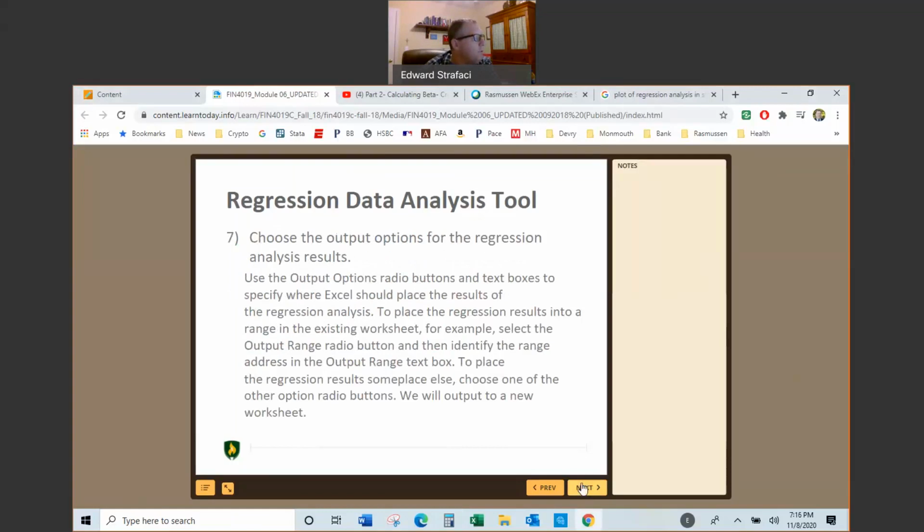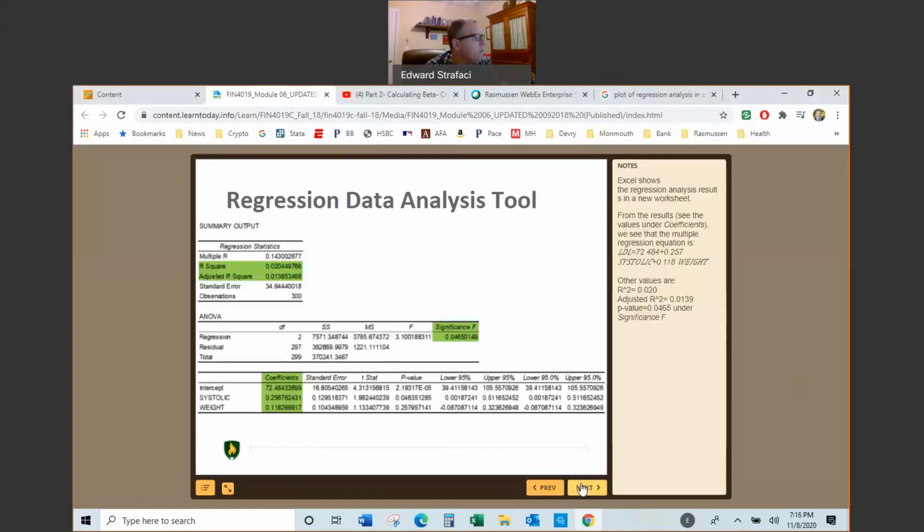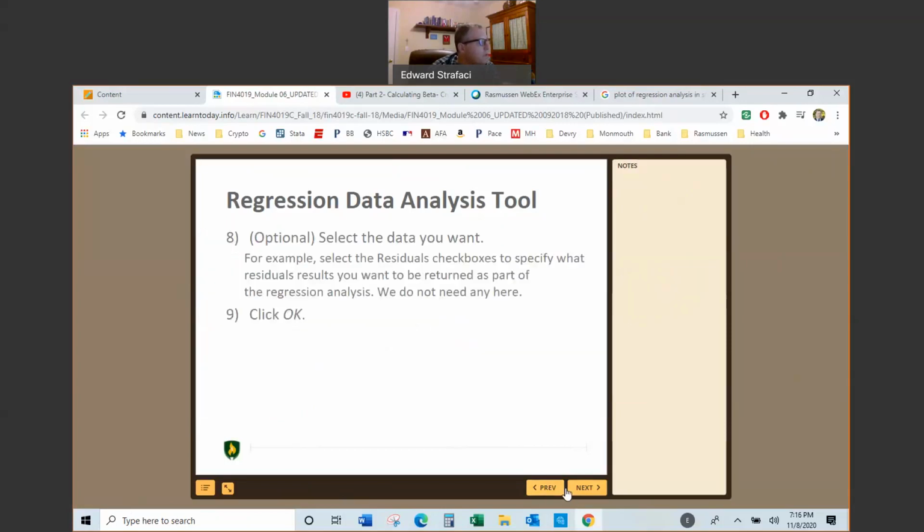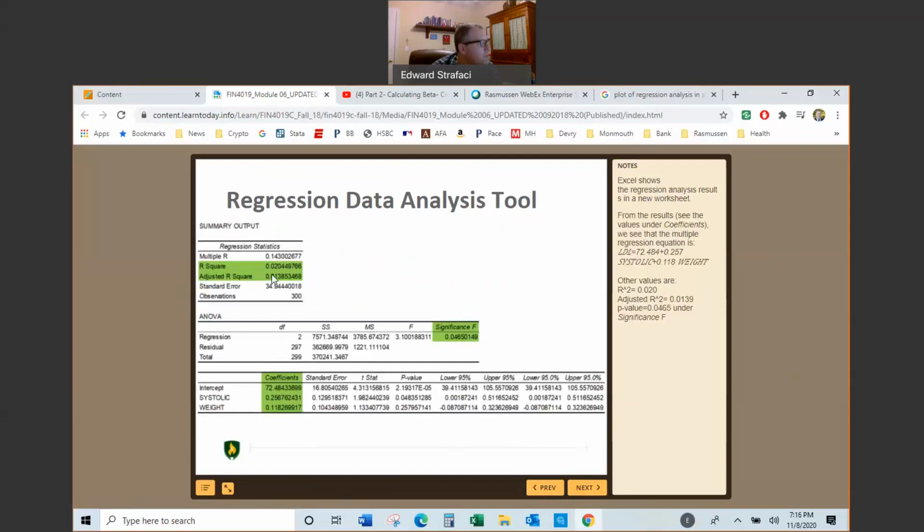And then we just do our output and select OK. And this is going to be what an output looks like. So this is a classic output. And what this tells us is we're only explaining 1.3% of the time. Whatever we're measuring here, it only explains 1.3%. So it's really not a good fit, because we have very little explanation.